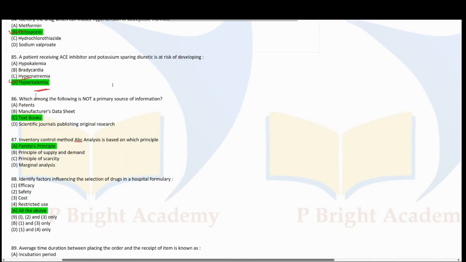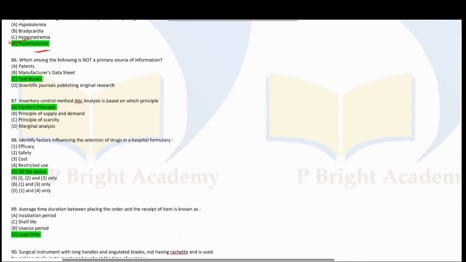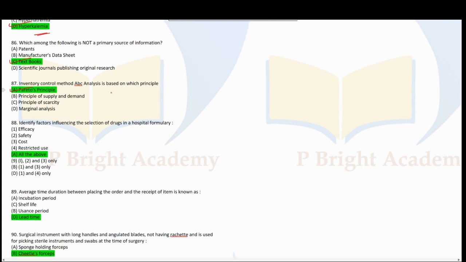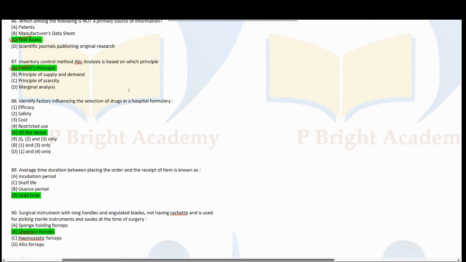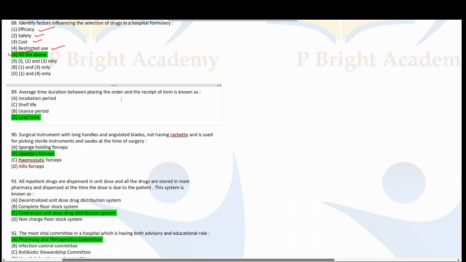Which among the following is not a primary source of information? Option C, textbooks. Inventory control method ABC analysis is based on which principle? Pareto's principle is the right answer. Identify the factors influencing the selection of drugs in the hospital: efficacy, safety, cost, and residual use. So the right answer is all the above. Average time duration between placing the order and receipt of item is known as option D, lead time, the right answer.